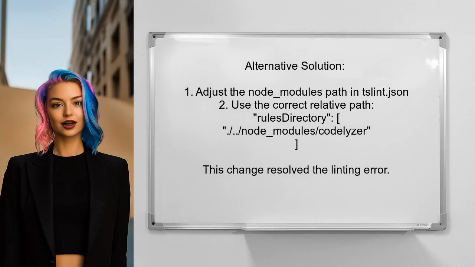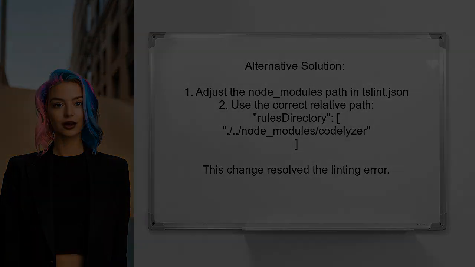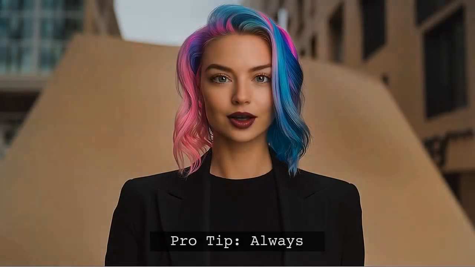Another user faced the same linting issue and found a solution by adjusting the path for the node modules directory. They explained that their project structure was customized with the package.json file located outside the Angular app. To fix the problem, they modified the rules directory in the tslint.json file to point to the correct location of CodeLizer. Here's the tip I promised.